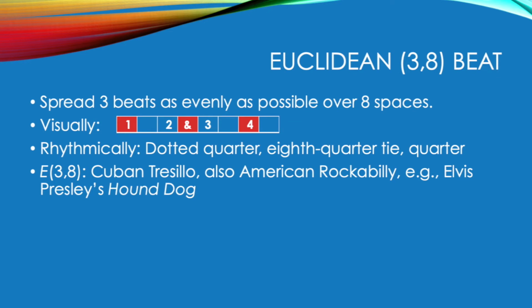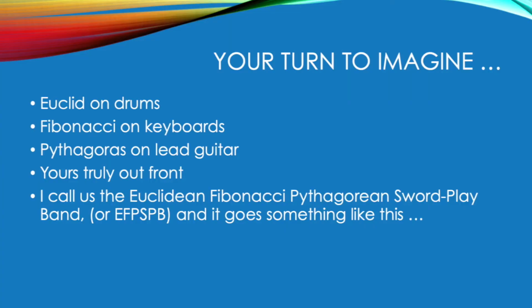So I began this talk today with my imagination regarding the lyrics of a song. Now it's your turn to imagine. Because I'd like you to imagine Euclid on drums, I'd like you to imagine Fibonacci on keyboards, Pythagoras on lead guitar, and yours truly out front. I like to call us the Euclidean Fibonacci Pythagorean Sword Play Band, or EFPSPB, which kind of sounds like F, Pazipaba, F, Pazipaba, F, Pazipaba, F, whoop, zip.